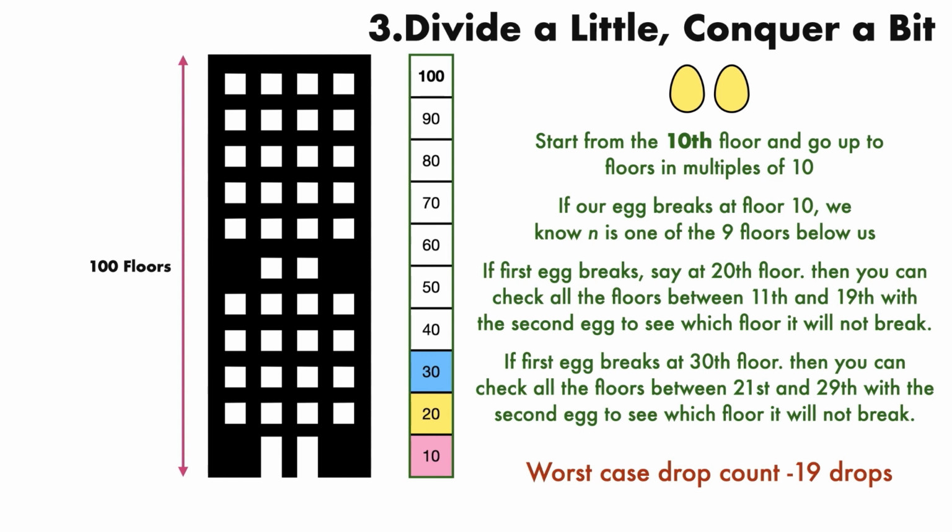Seems relatively straightforward, but we can still improve our number of drops. So in this approach, in the worst case, the egg doesn't break until floor 100, that is 10 drops, and we drop the second egg without breaking it for floors 91 to 99. It brings our worst case drop count to 19 drops. So this is an improved solution but not the best solution.